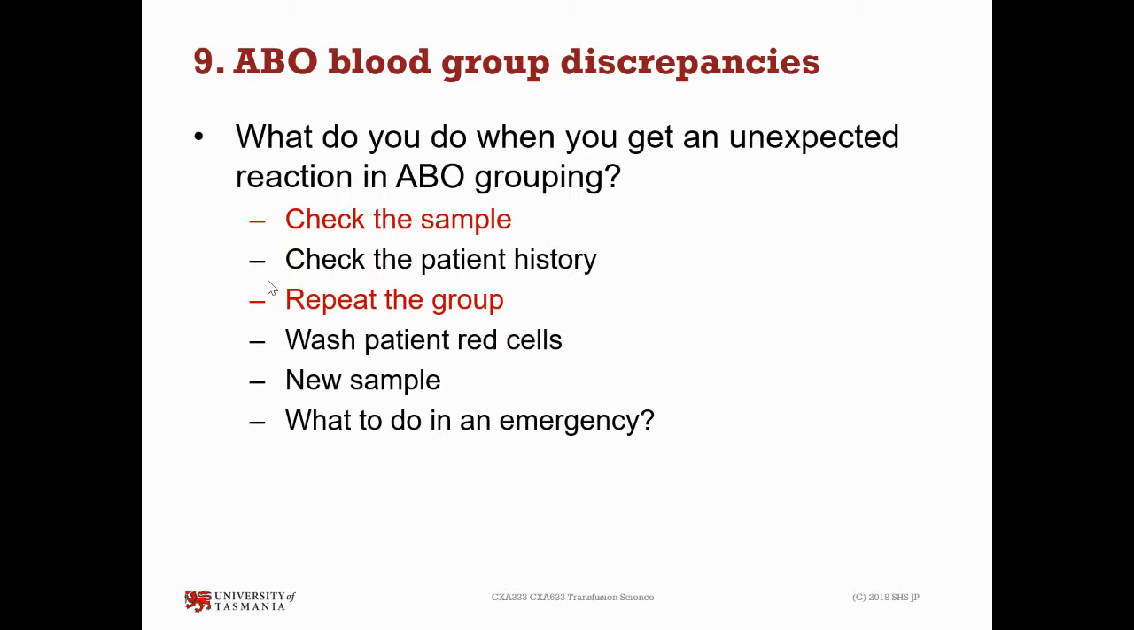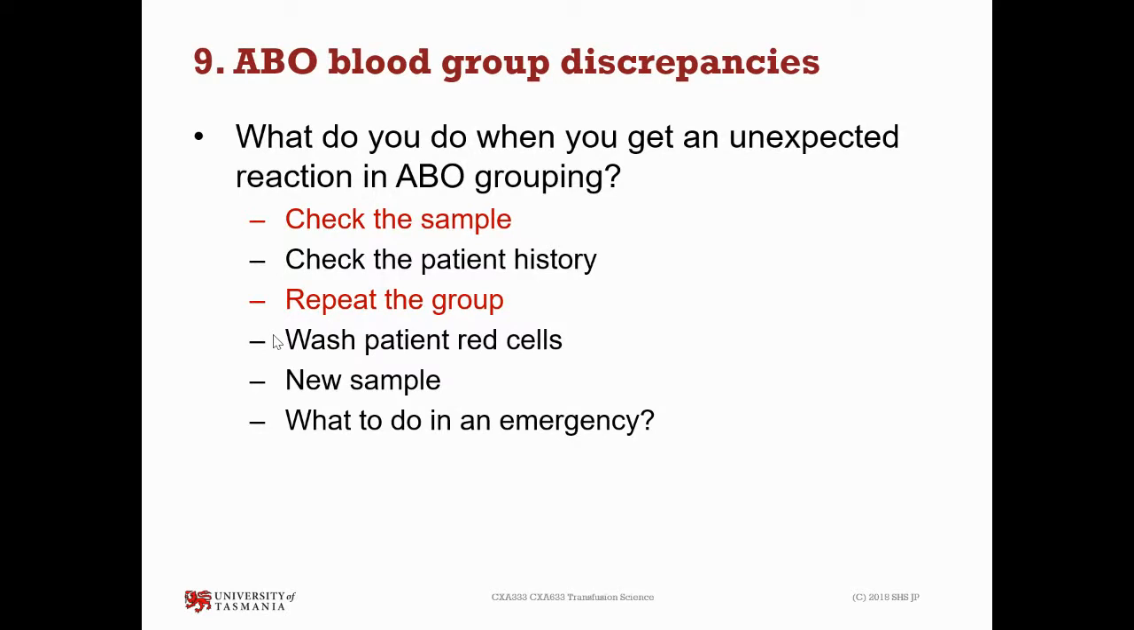Hence, checking the sample to make sure that you're testing the correct patient. And as we will see, sometimes you need to wash the patient red cells. So if this was in a working laboratory, you would just be given a sample of patient's blood and you would have to separate the cells from the plasma.